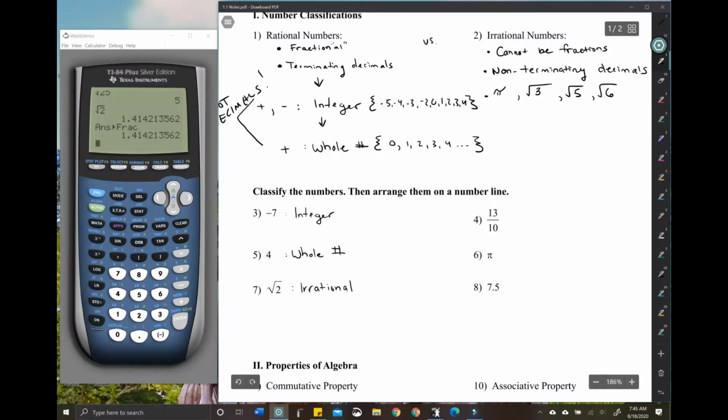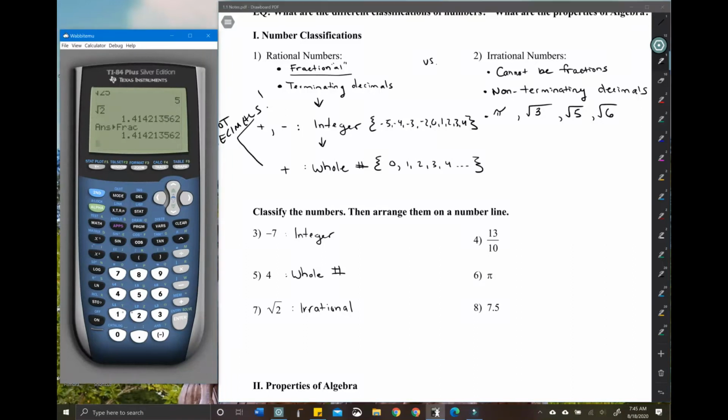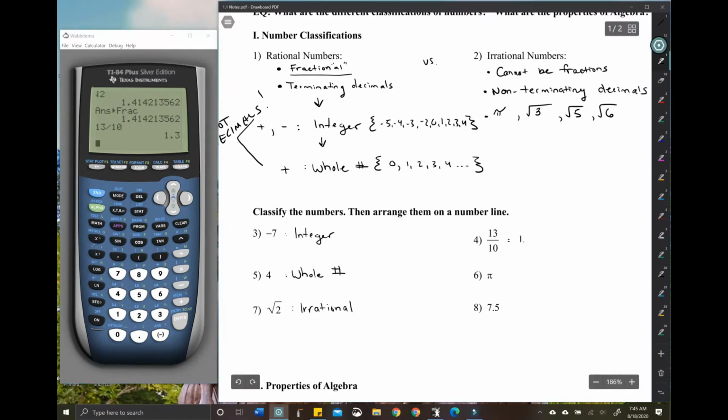13 over 10. Well, right off the bat, if it's a fraction, then it must be at least a rational number. Since it's a decimal in a sense, 13 over 10 is really 1.3, and that will help us graph on a line in the future. 1.3, this is most specific, just a rational number.